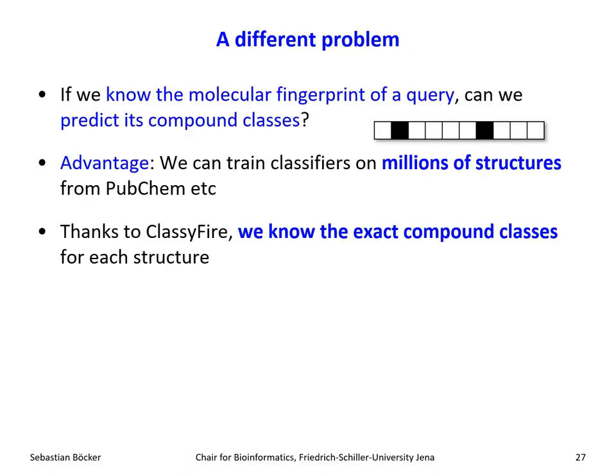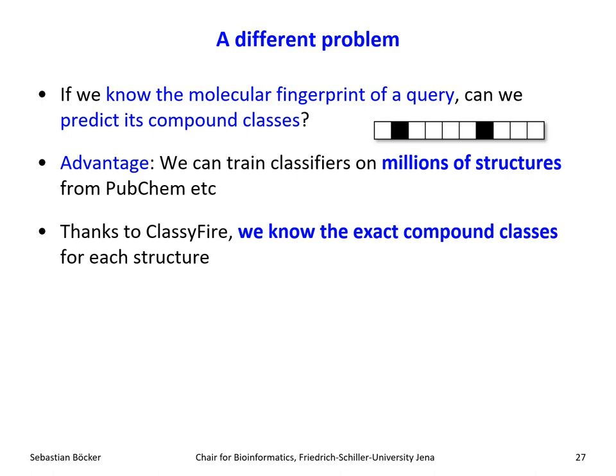Now, let's sidestep. I told you bioinformaticians like to sidestep. Let's consider a pretty different problem. Let's assume we would know the perfect molecular fingerprint of the query, so just zeros and ones. Can we then predict its compound class, or all compound classes at the same time? Actually, that's the better way of thinking of it.